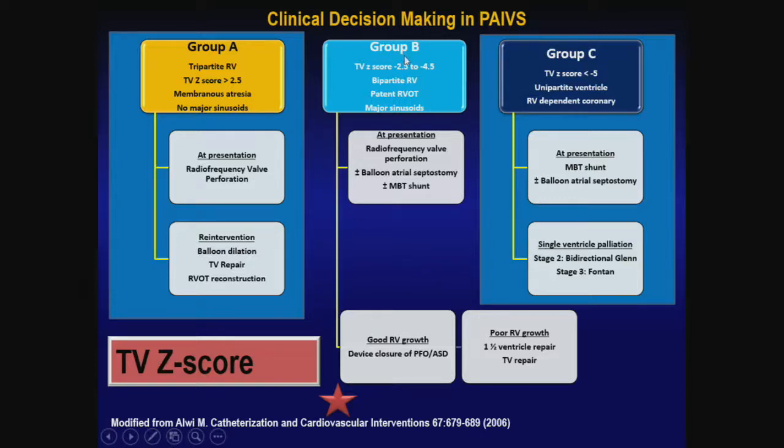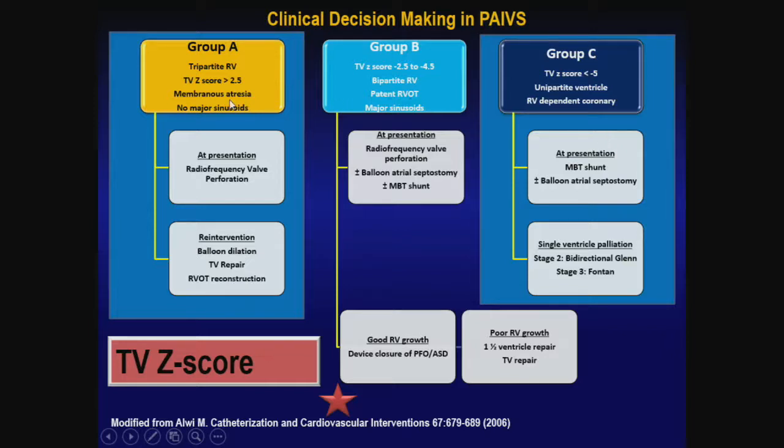So the patients are divided into 3 groups. Group C is when the tricuspid valve Z-score is less than -5. These are tiny ventricles, often associated with sinusoids, coronary sinusoids. The RV is unipartite, meaning it has just one part, and these patients are going down the single ventricle pathway. You do not decompress this RV.